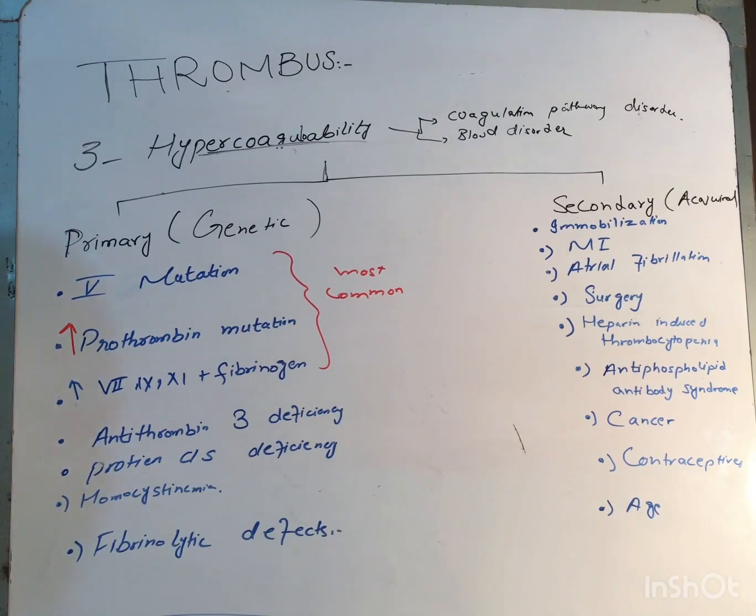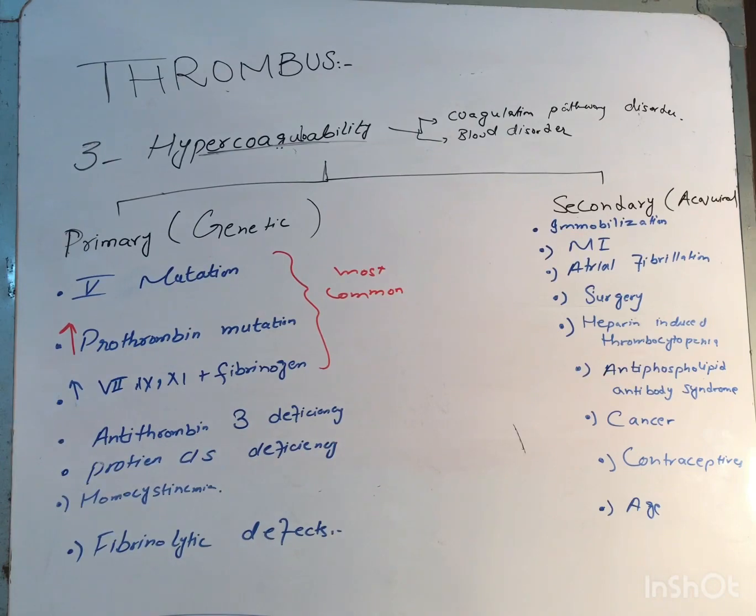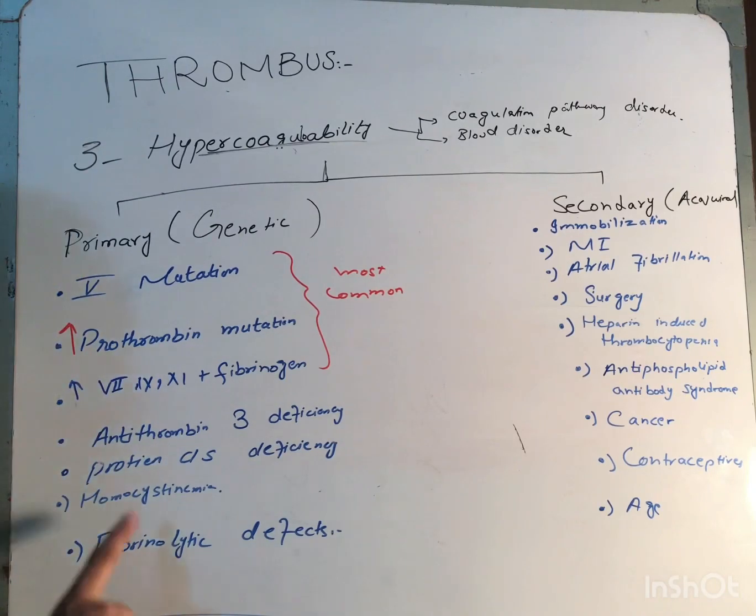Now protein C or S deficiency, again as I have told in factor 5 mutation, whenever there is protein C or S deficiency, there will be no cleavage of two clotting factors, that is factor 5 and 8. So this is how this will lead to hypercoagulability.